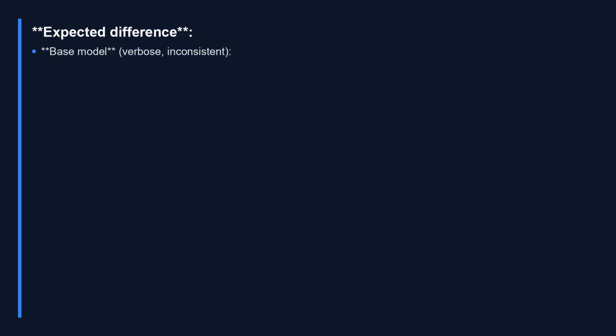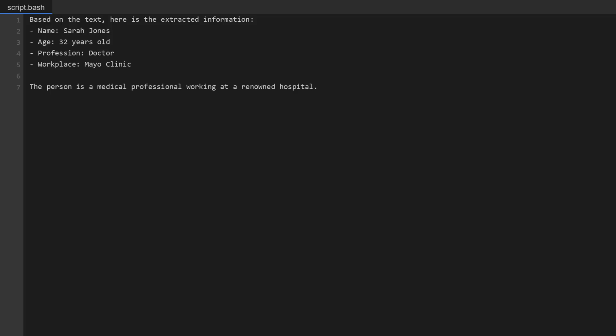The base model tends to be verbose and inconsistent. It might describe what it's doing, add caveats, or return the data in a format you didn't ask for. This is a representative base model response to a structured extraction prompt. Notice it's not returning clean JSON. It's narrating the extraction process in natural language, identifying name, age, profession, and workplace as prose.